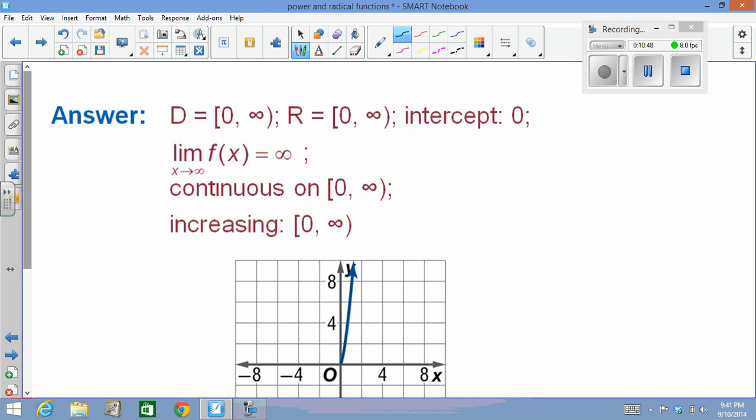My domain goes from 0 to infinity because this time I can't take the square root of a negative number. And my range goes from 0 to infinity as well. I can see I do have an intercept at 0 though, because I can take the square root of 0. As x goes to positive infinity, y is going to go to positive infinity. And again, it is continuous between 0 and infinity, where it also increases.